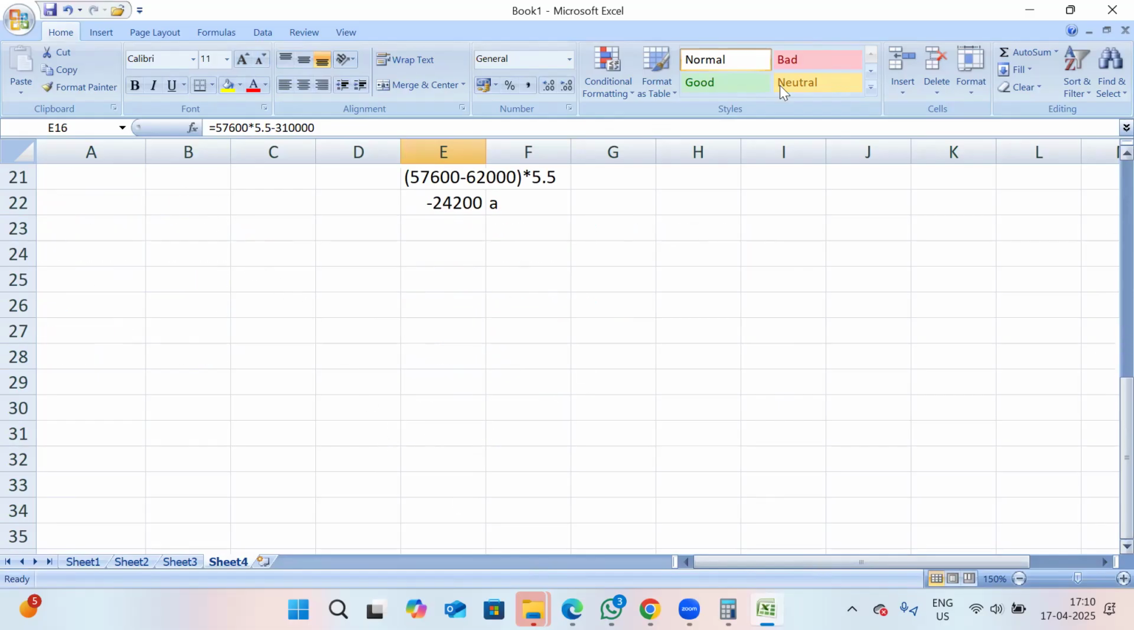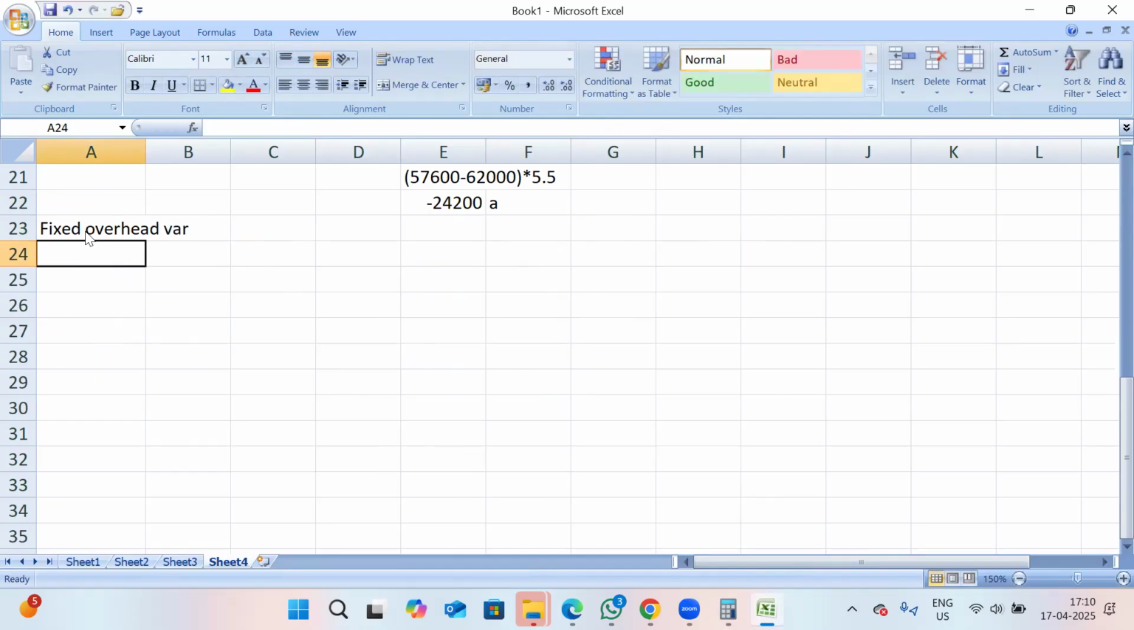So let's move on to the next question. Next calculations in the same question. So we need to calculate overhead variances, right? In this particular question, we need to calculate fixed overhead variances.